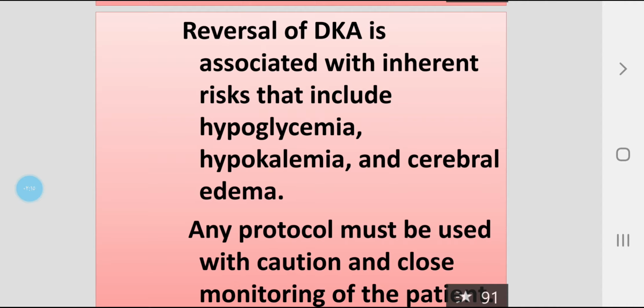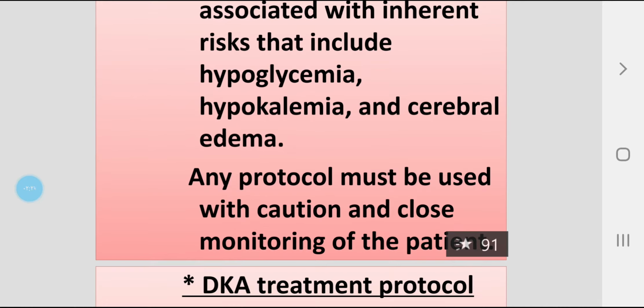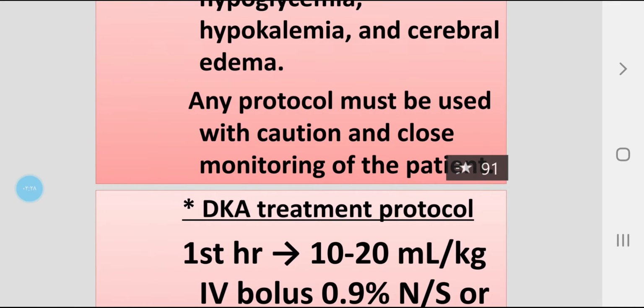Reversal of DKA is associated with inherent risks that include hypoglycemia, hypokalemia, and cerebral edema. Any protocol must be used with caution and close monitoring of the patient.